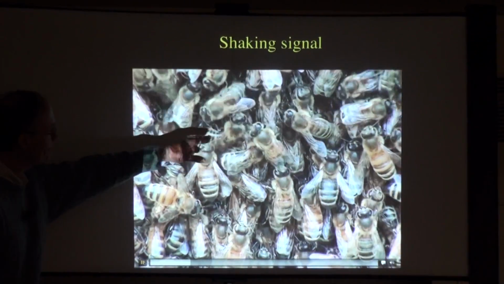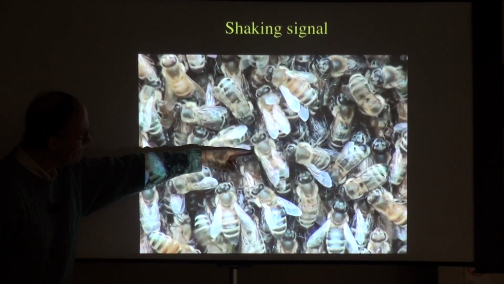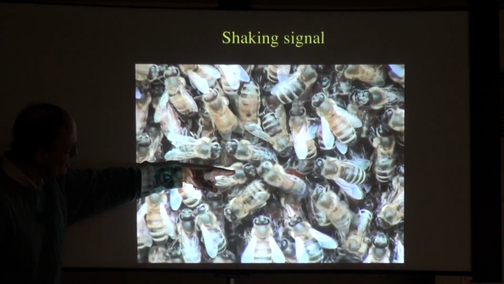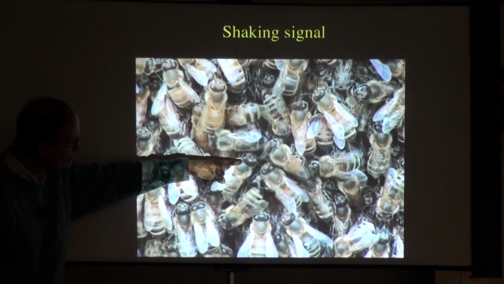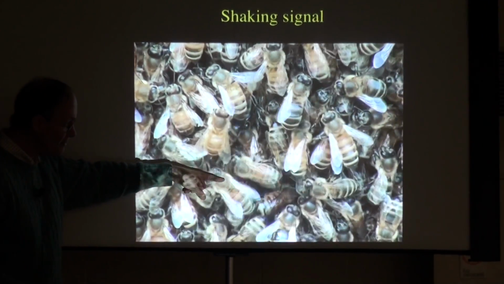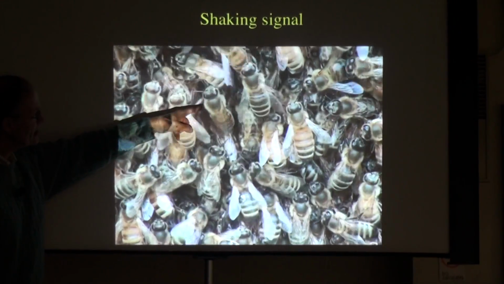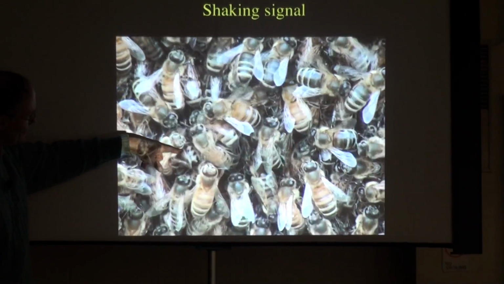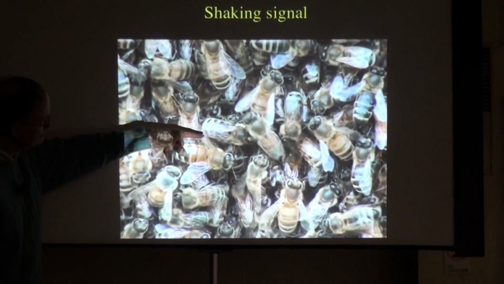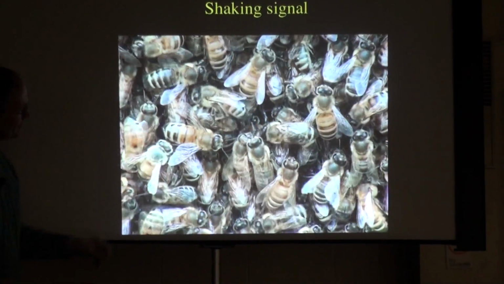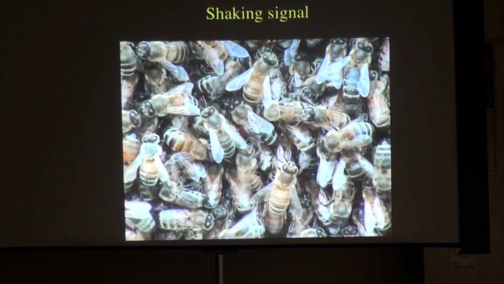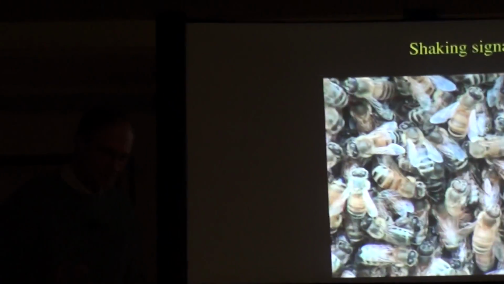She grabs another bee, shakes her. Sometimes grabs her on the abdomen, sometimes on the thorax. I don't ever see her grab the head, but I'm sure that happens too. Each bout of shaking lasts about the better part of a second, and it's about a 15 hertz shaking frequency.